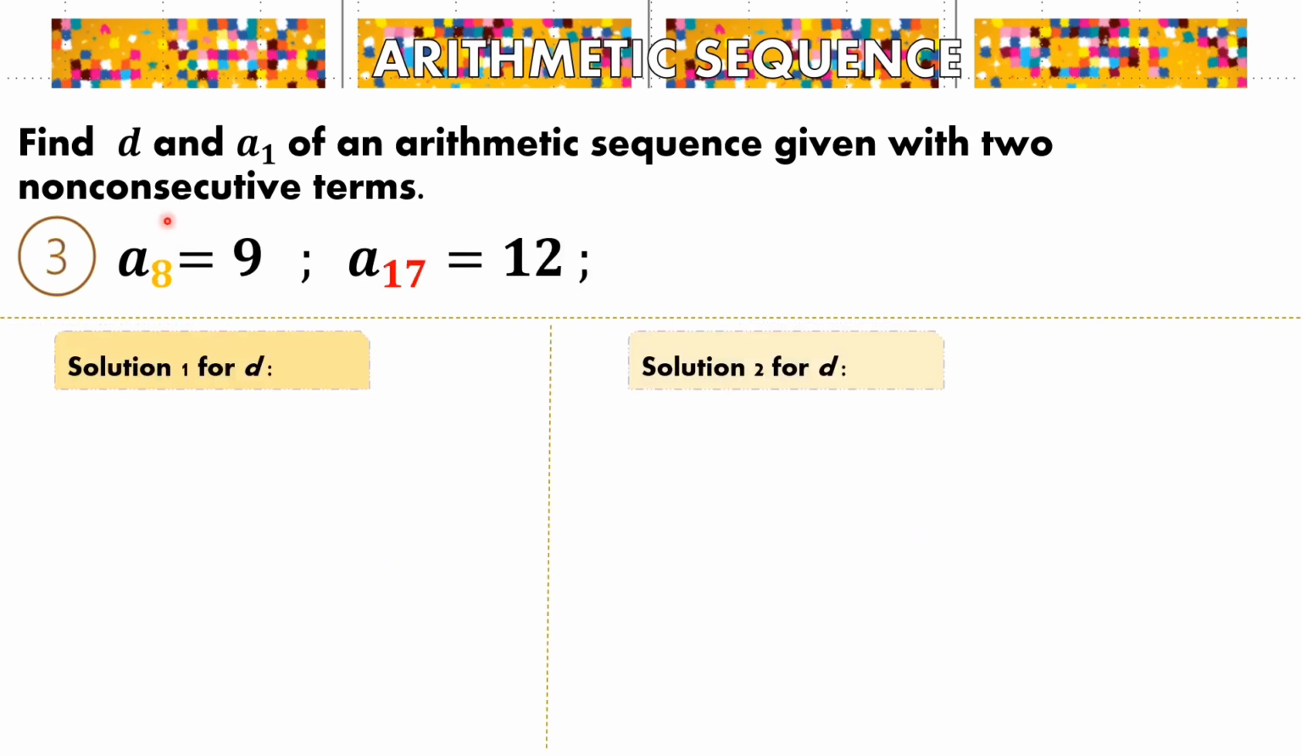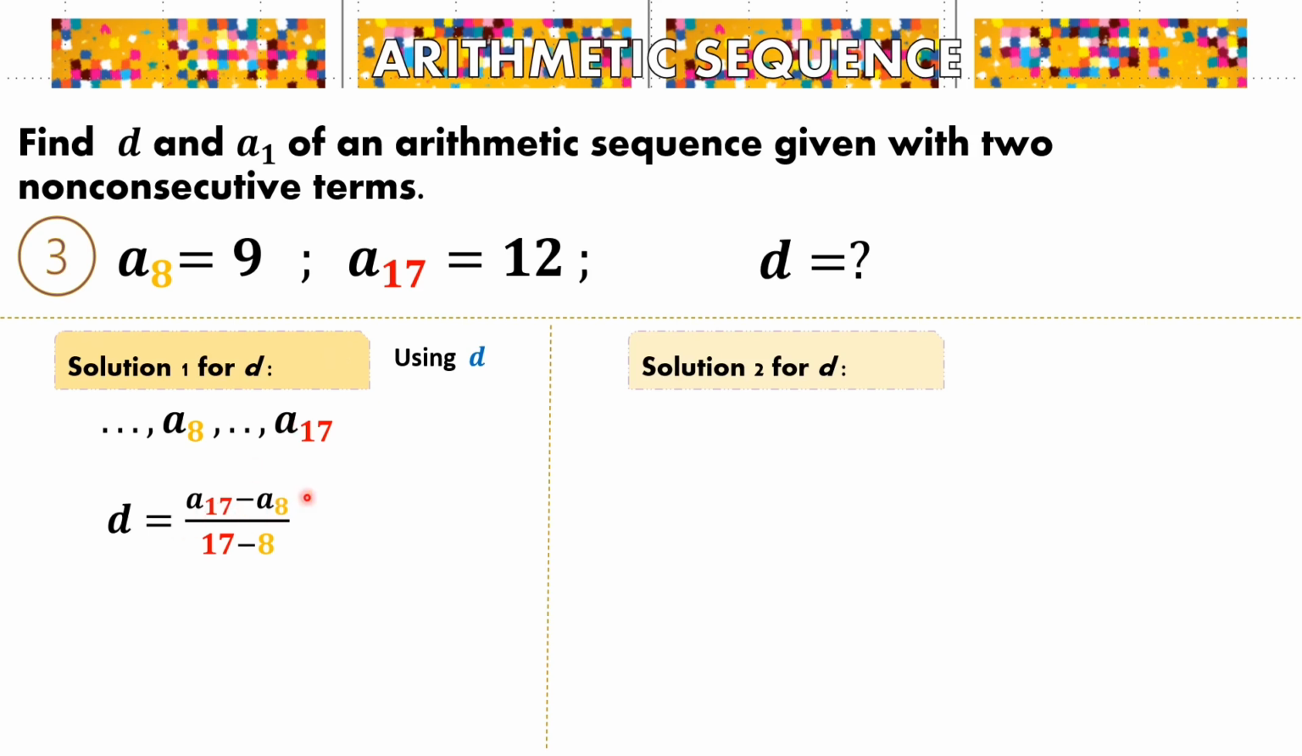A sub 8 equals 9. A sub 17 is 12. What is d? Using the formula in finding d, which is a sub n minus a sub k all over n minus k. So from the given, a sub 17 minus a sub 8 all over 17 minus 8.